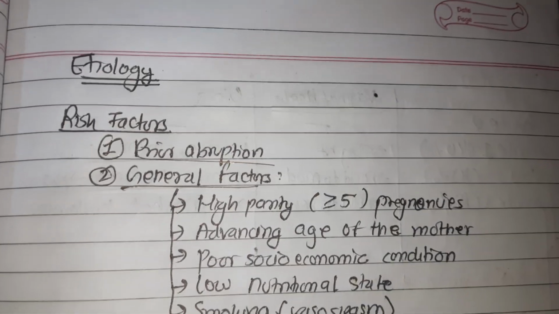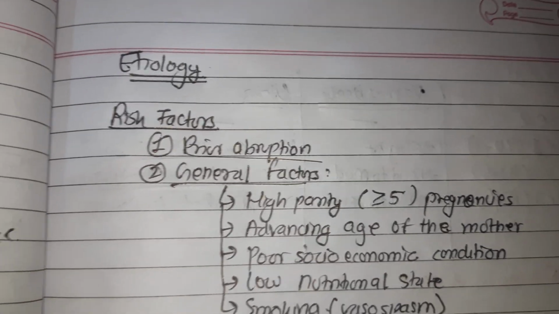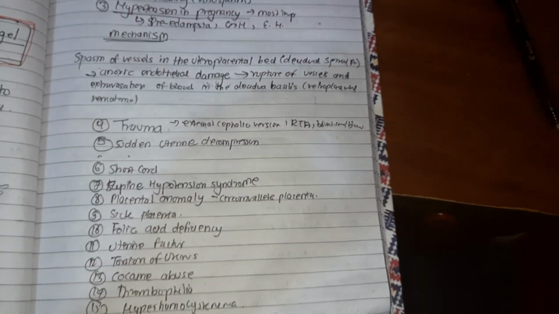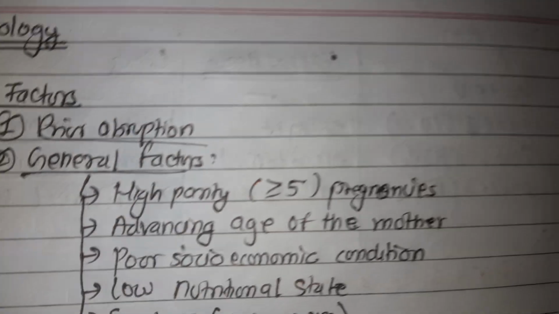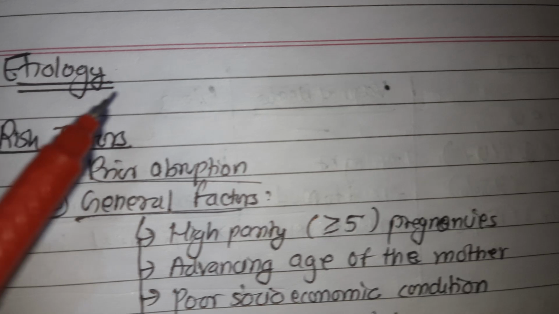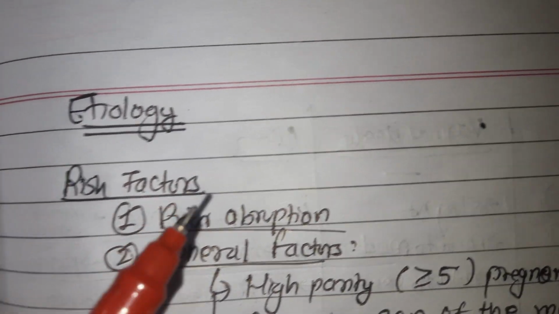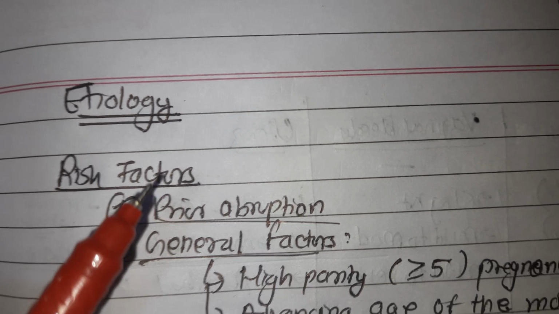Now we will be talking about the etiology of placental abruption, abruptio placenta. We have listed out 15 different causes of abruptio placenta, and we will discuss all of these one by one in a very easy manner. So the exact cause of separation of a normally situated placenta remains unclear in the majority of cases.